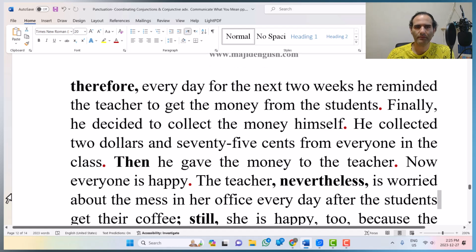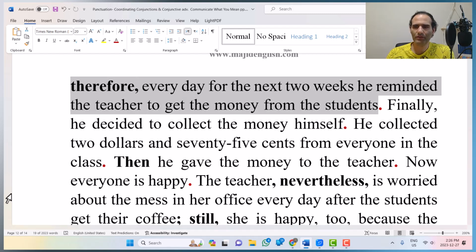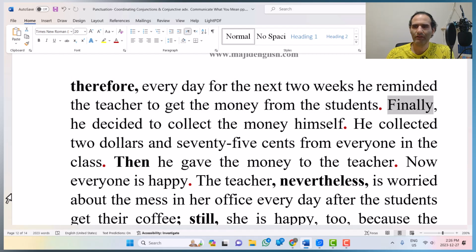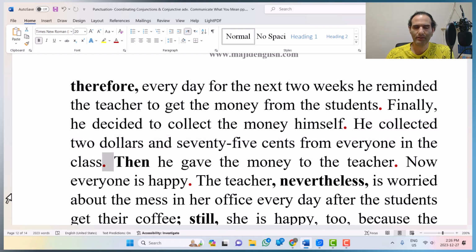Therefore, every day, for the next 2 weeks, he reminded the teacher to get the money from the students. Period. Finally, he decided to collect the money himself. Period. He collected $2.75 from everyone in the class. Period. Then, not followed by a comma, he gave the money to the teacher. Period. Now everyone is happy.